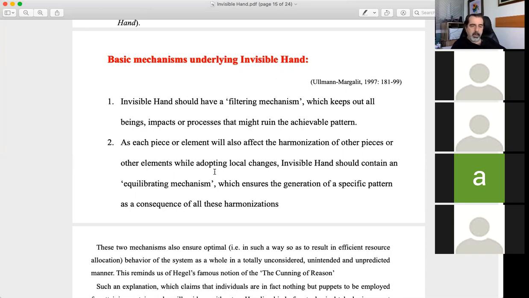So according to this first rule, such noises, so to speak, or disturbances should not affect the working of the market mechanism. So in order for this mechanism to work efficiently and continuously, it should create some mechanisms or tendencies that keep out all outside interventions or disturbances or any kind of idiosyncrasies among individuals or classes or social sections, etc. The second rule is, as each piece or element will also affect the harmonization of other pieces or other elements by adapting local changes, the invisible hand should contain an equilibrating mechanism which ensures the generation of the specific pattern as a consequence of all these harmonizations.